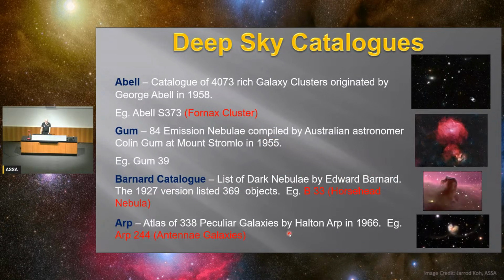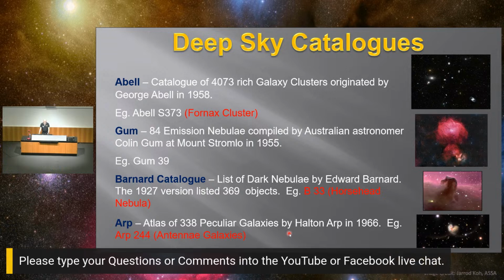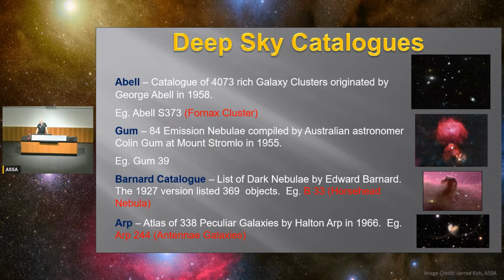Then we have some other deep sky catalogues. We have the Abell catalogue. So this is a catalogue of 4,073 rich galaxy clusters, originated by George Abell in 1958. So this is the Fornax cluster, or Abell S373. The Gum catalogue. This is 84 emission nebulae compiled by the Australian astronomer Colin Gum at Mount Stromlo in 1955. Example Gum 39, or the head of the running chicken.